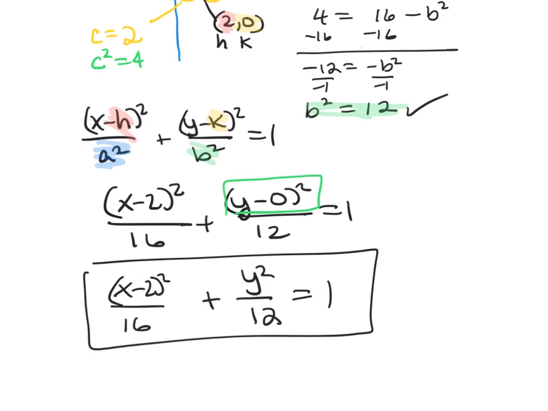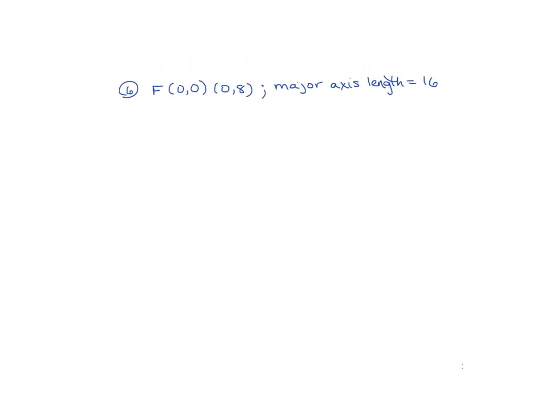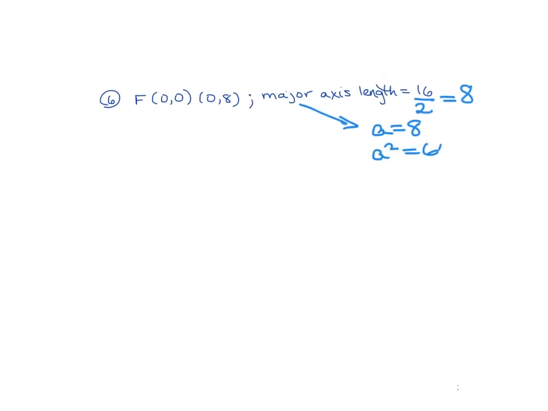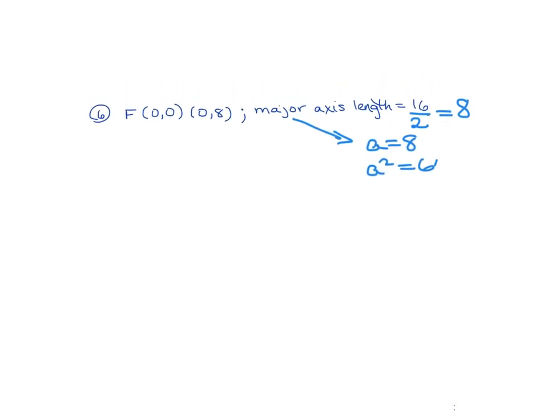Let's try one more example. Again, this time they're giving us a major axis length. I divide it by 2. The answer we get when we divide by 2 is the a value because this is major. So then a squared is going to be 16. Did I skip? This is the one that I had started.